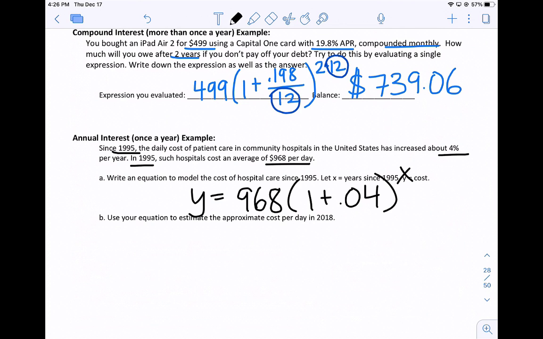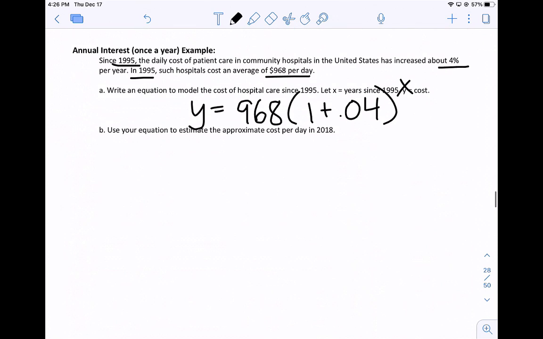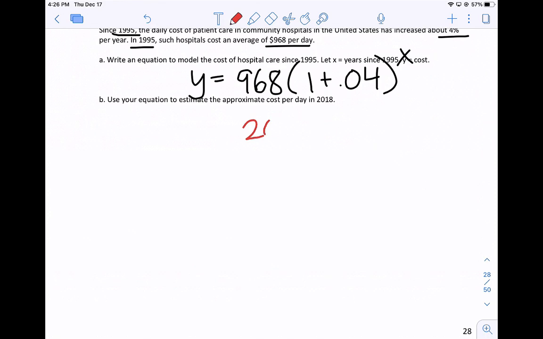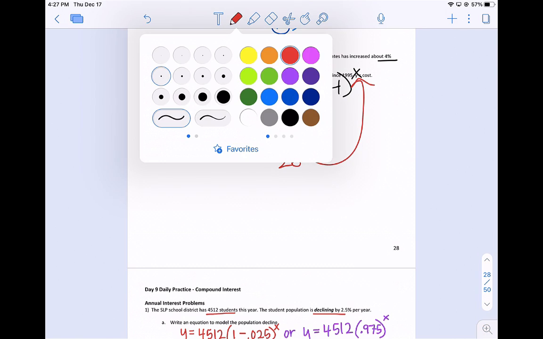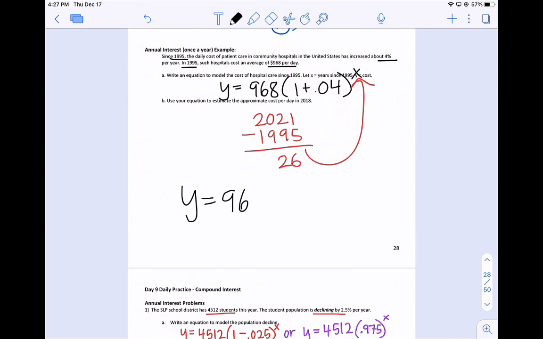So here's the equation. It is actually the same as this compound interest equation, but what's happening is we're dividing it by 1 time a year and we're multiplying by 1 time a year. So if it's only 1 time a year, we just do what we've done for the simple interest where we don't divide and multiply. Then it says use your equation to estimate the approximate cost per day in 2018. Let's change that. Let's do 2021. And remember, we started in 1995. So I'm going to figure out how many years that is. All right, it's been 26 years since 1995. So now let's put that in for time, and then we can calculate. So y equals 968 times 1.04 to the 26th power.